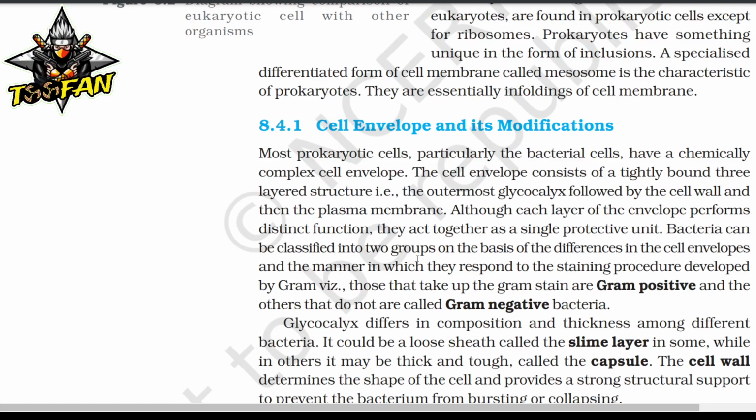Bacteria can be classified into two groups on the basis of the differences in their cell envelopes and the manner in which they respond to the staining procedure developed by Gram. Those that take up the Gram stain are Gram positive, and those that do not are called Gram negative bacteria.